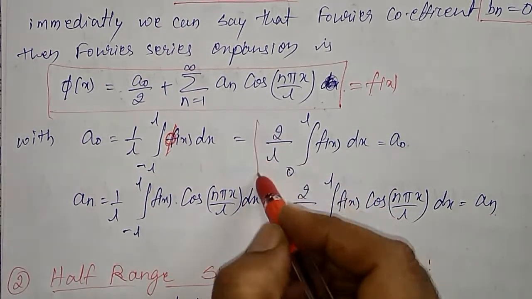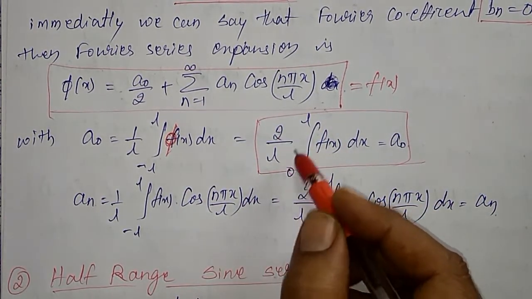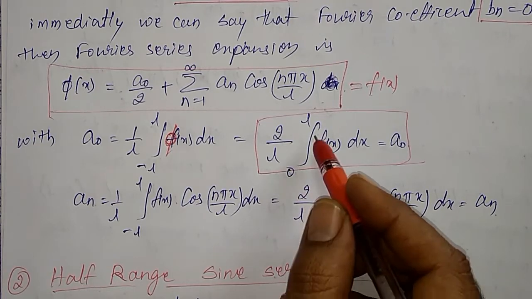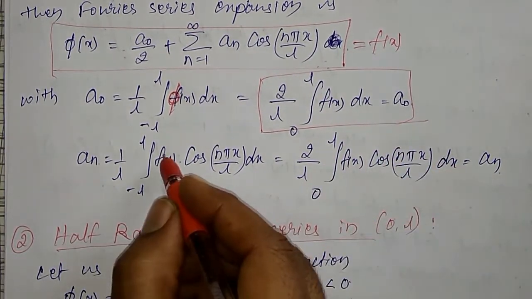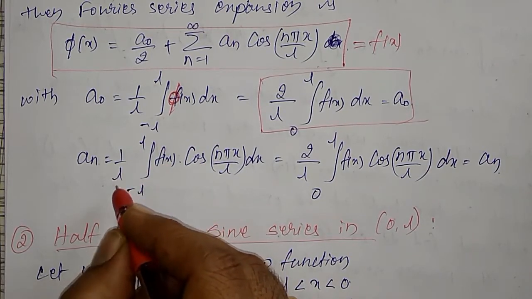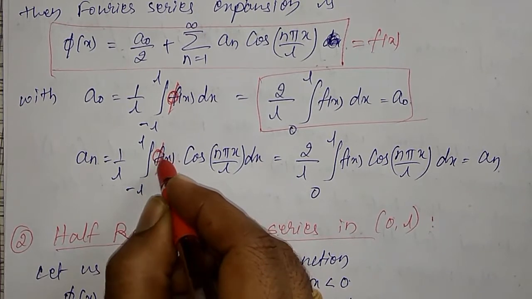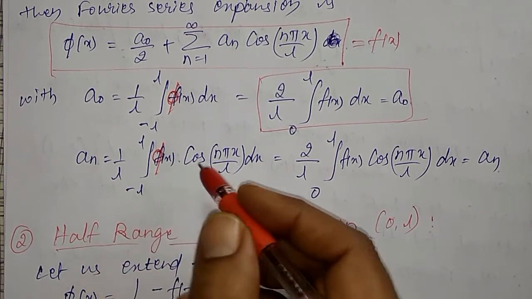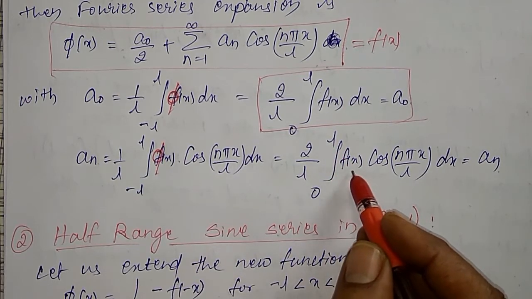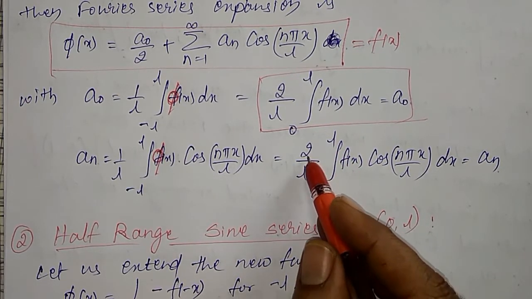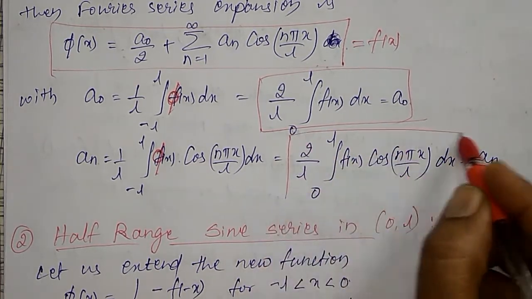Therefore, for the Fourier coefficient a0 is given by 2 by L, 2 times 0 to L, that is 2 by L integration from 0 to L f of x dx, that is a0. And the Fourier coefficient an is defined to be 1 by L integration from minus L to L phi of x dx into cos nx. But phi of x between 0 to L is nothing but f of x. Therefore, it is 2 times 0 to L. Using the property of integration, I can write it as 2 times.